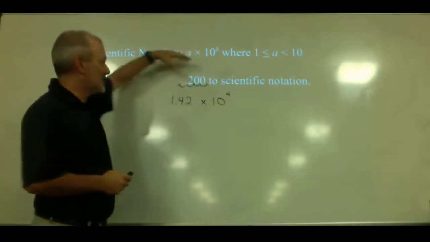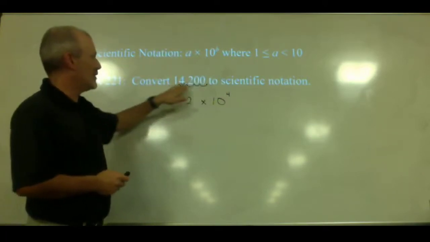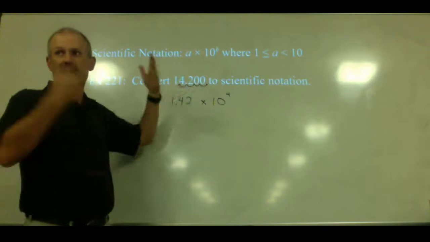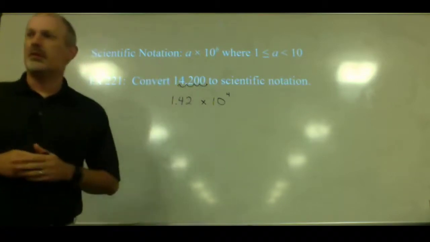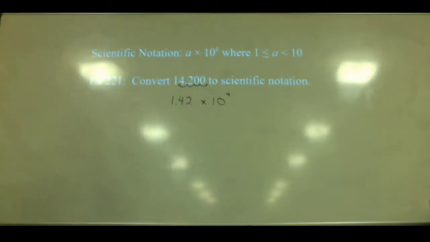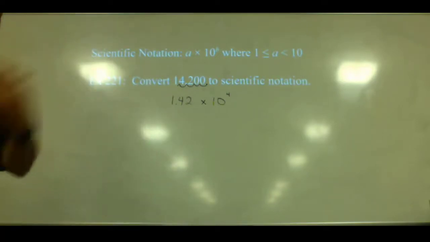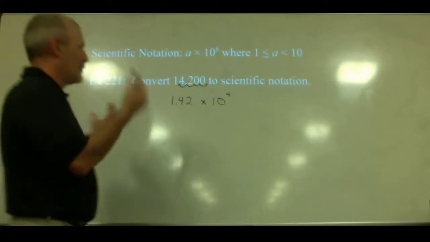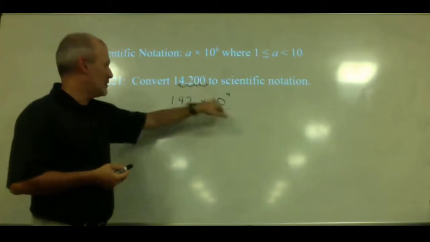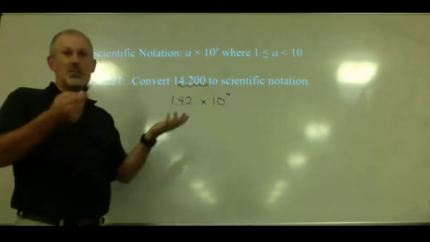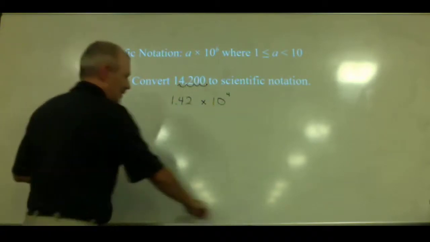It's positive because the 14,200, the original number, is a big number, bigger than 10, we'll say. If it was a small number, like a decimal number smaller than 1, then you'd have a negative exponent. So if you just remember big numbers, positive exponent, and then you'll see some small numbers will be negative exponents. Okay?